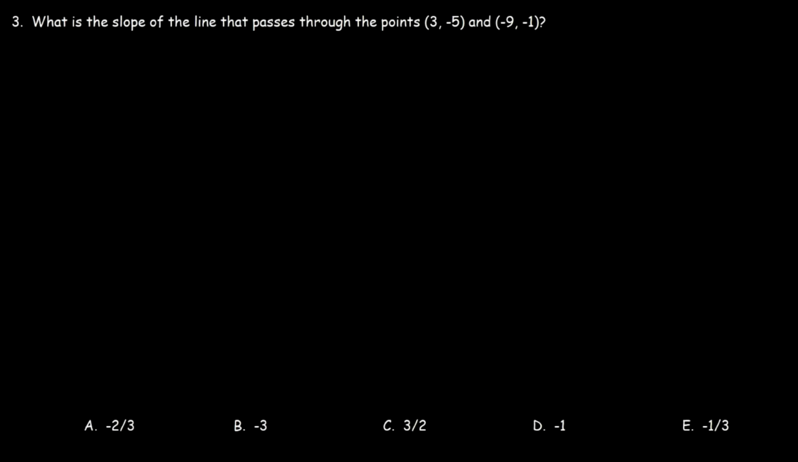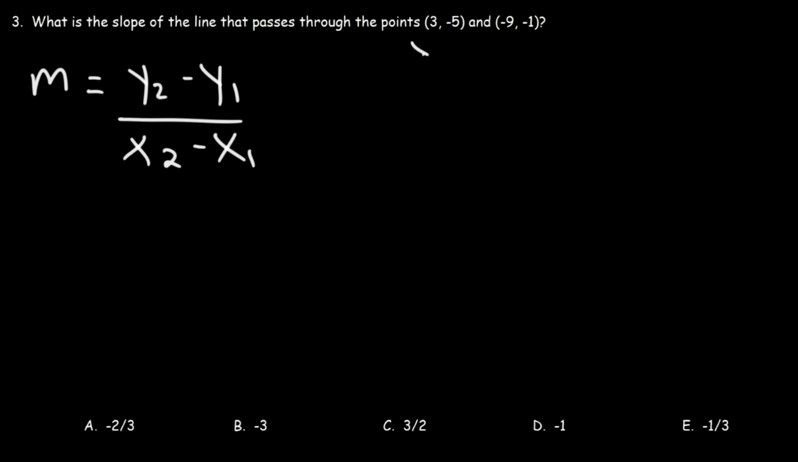Now what about this one? What is the slope of the line that passes through the points 3, negative 5 and negative 9, negative 1? The formula that we need for this problem is this equation. The slope is y2 minus y1 divided by x2 minus x1. So for the first point, x1 is going to be 3, y1 is negative 5.